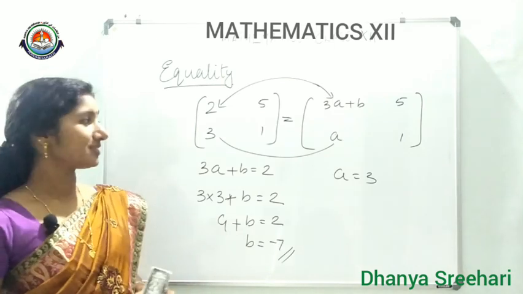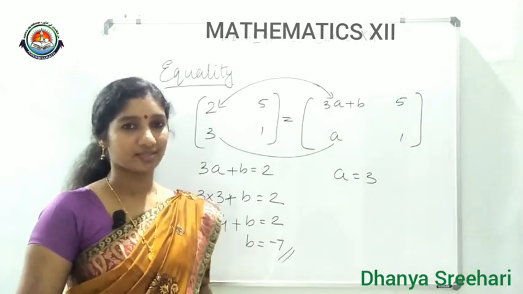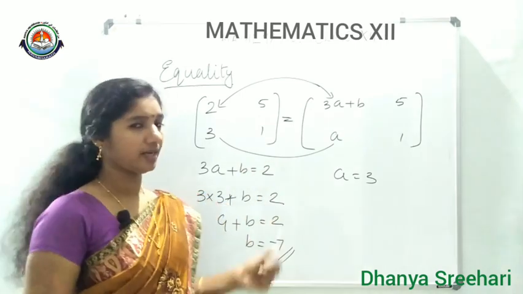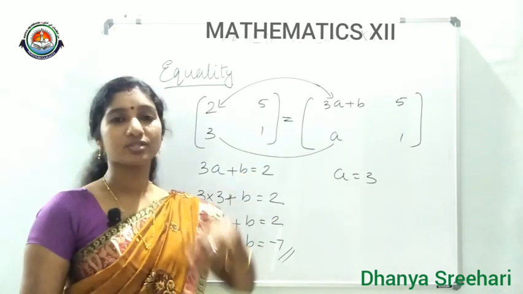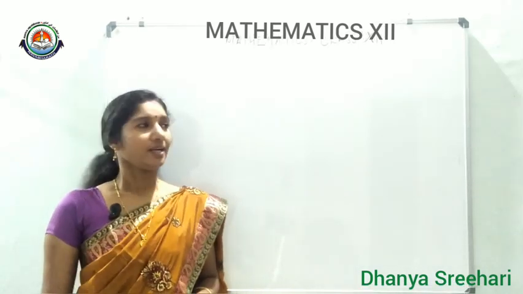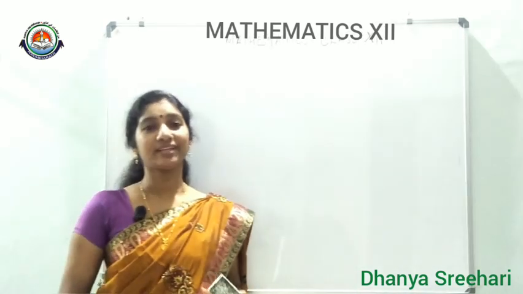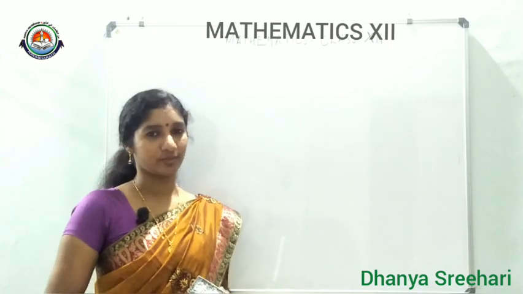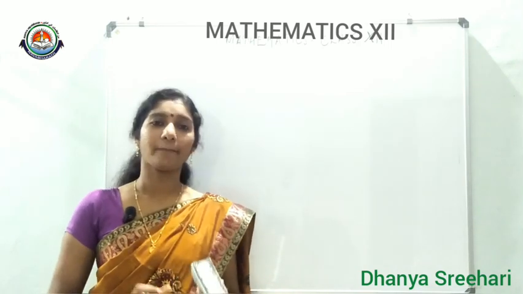Clear? So, this much only about equality of matrices. Problems will be asked from this area, where we need to find missing values like this. Okay. The next is, how many different ordered matrices are possible if the number of elements of the matrix is given.